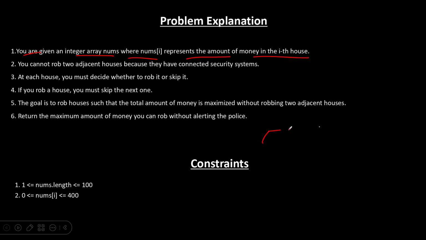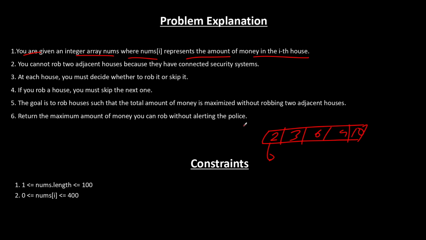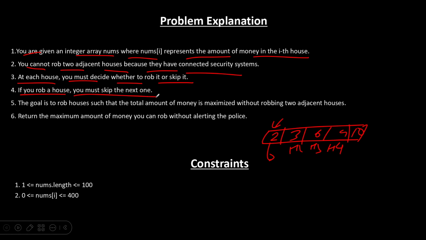So you have been given an integer array. And they are saying that nums of i consists of a number, and this number represents the amount of money present in this particular house. Let this be house 2, house 3, house 4, this way. You cannot rob two adjacent houses because they have connected security systems. At each house you must decide whether to rob it or skip it. If you rob a house you must skip the next one.